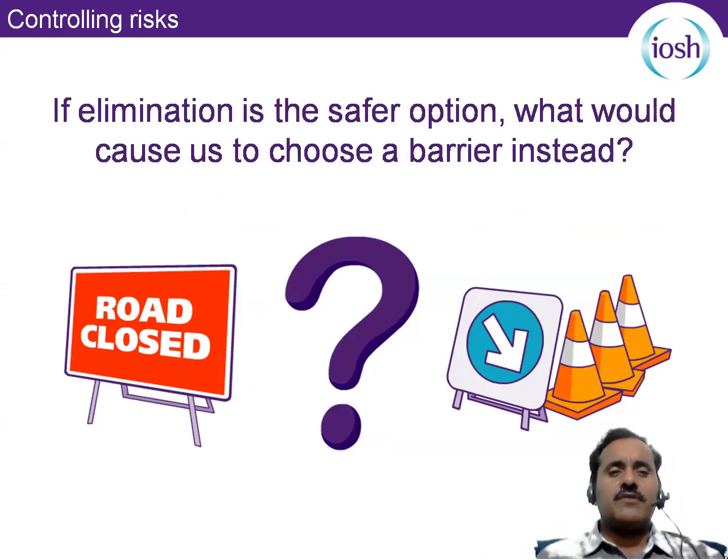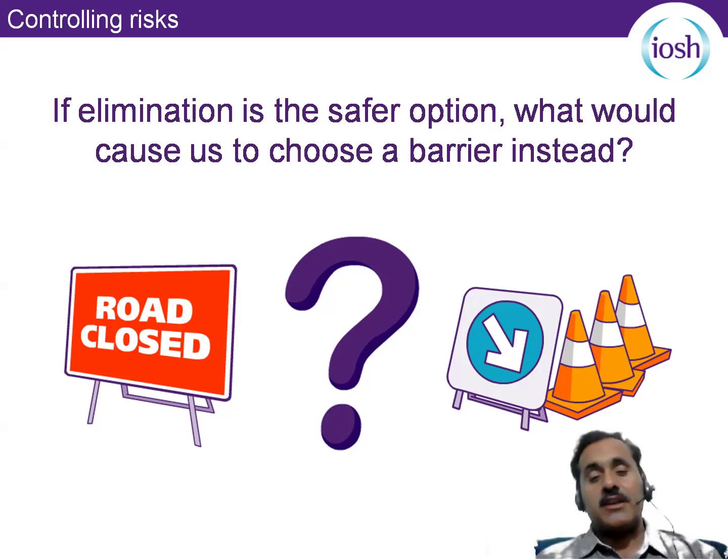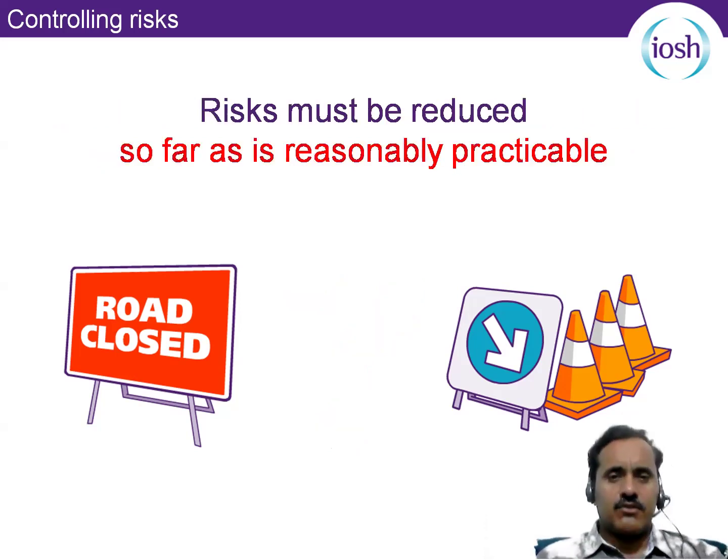So the next question is, if elimination is the safer option, what would cause us to choose a barrier instead? Yes, if elimination is the best option, we have discussed that this is the most effective control, but the question is, if it is the most suitable option, what are the barriers that stop us? Ultimately, barriers can be financial issues, time issues, and feasibility issues. That's why we are not using it.